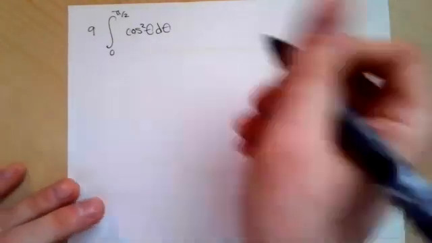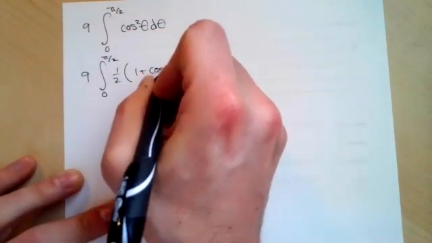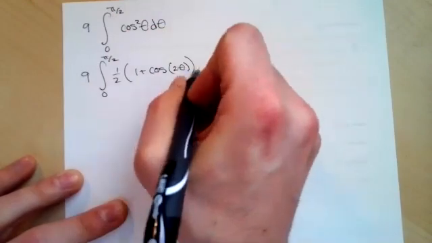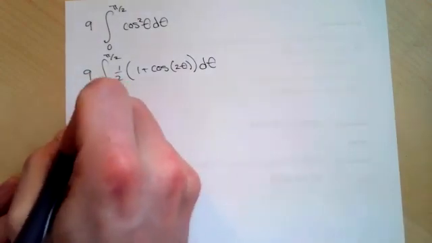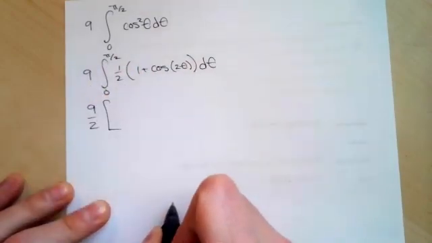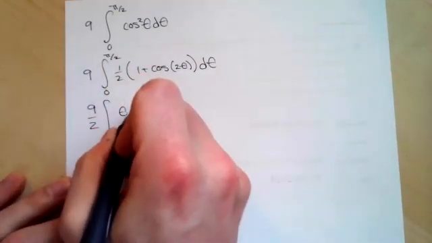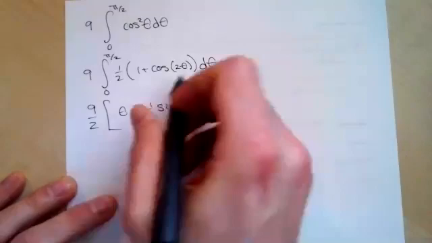Again, write out those formulas, manipulate them if you need to, learn the half and double angle formulas. Or again, you can use integration by parts here if you'd like. Cosine squared is 1 plus cosine 2 theta, all of that times a half. And so our integral, 9 halves, we have the integral of 1 plus cosine of 2 theta. So we will have theta plus 1/2 sine of 2 theta as the integral.